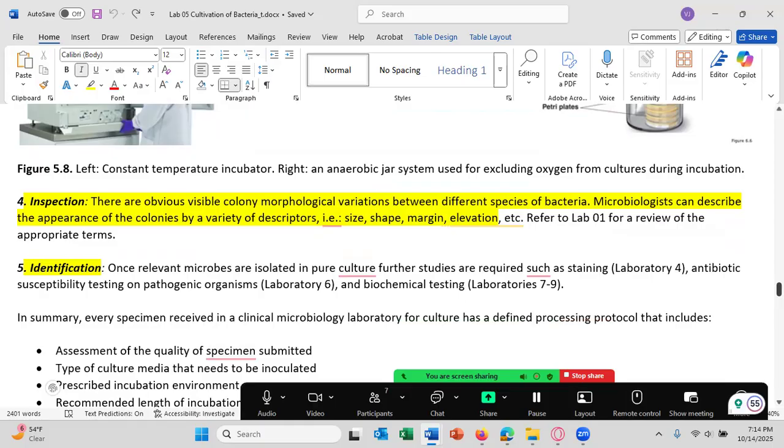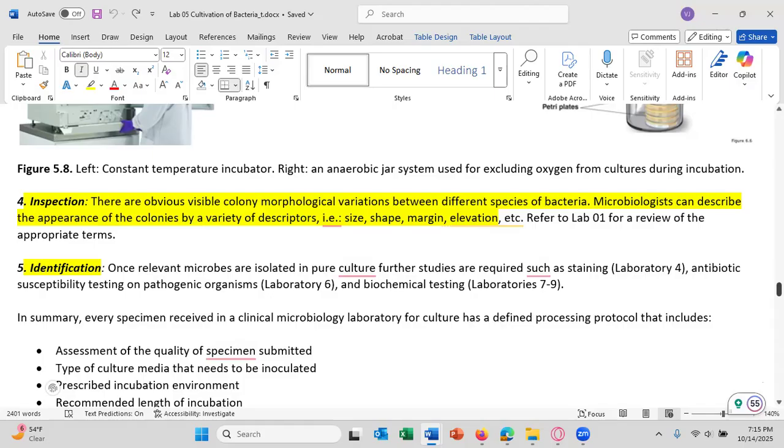You then have inspection. This is looking at obvious visible colony morphological differences between different species of bacteria. Microbiologists can describe the appearance of the colonies, their variety, their size, their shape, their margin, their elevation, whether they're pigmented and what that pigmentation is.